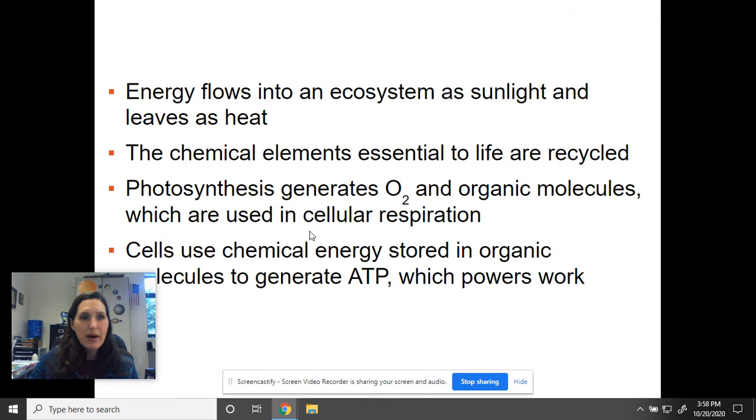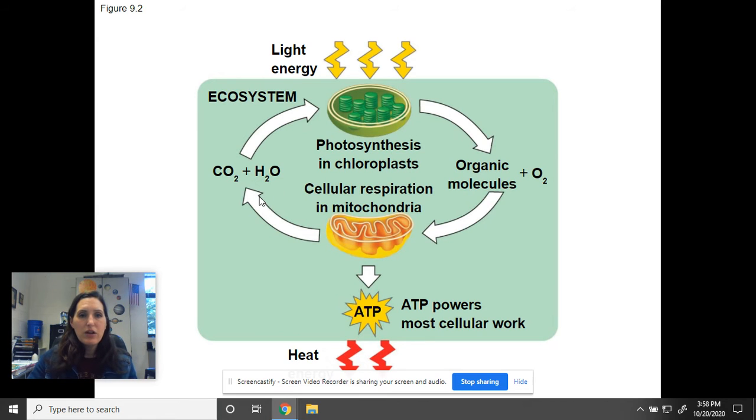Animals are going to obtain energy by eating, okay? Energy flows in an ecosystem as sunlight leaves its heat. And basically, you just need to know this right here. So this is our first big picture, okay? And this shows photosynthesis and cellular respiration.